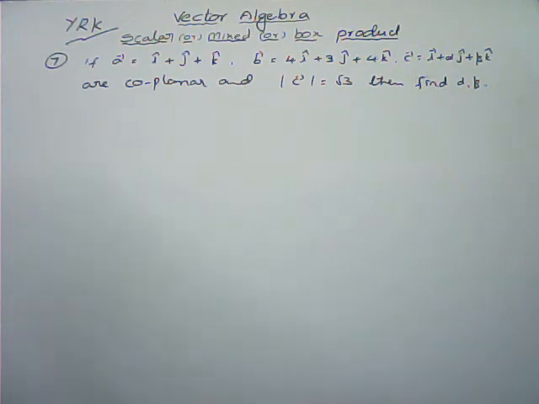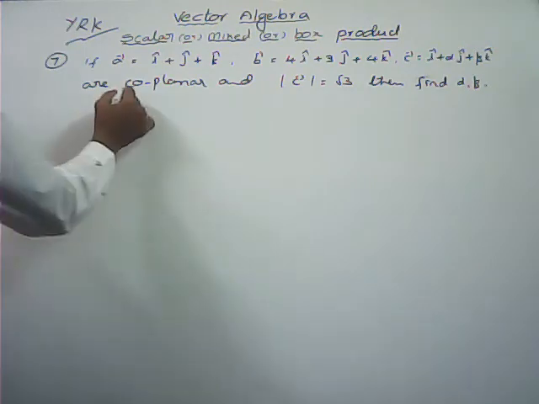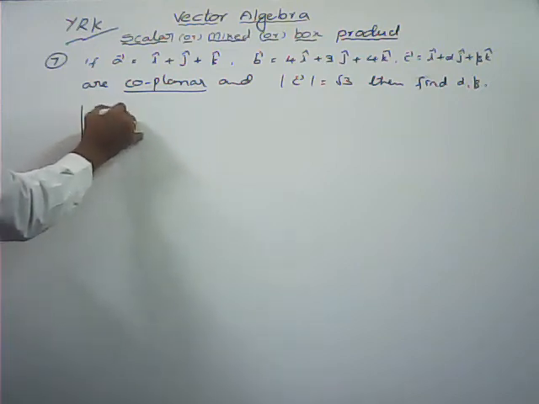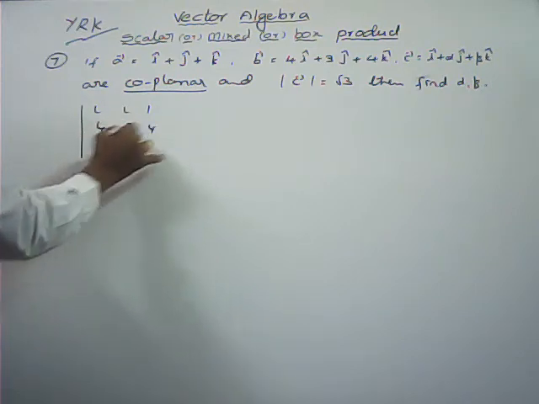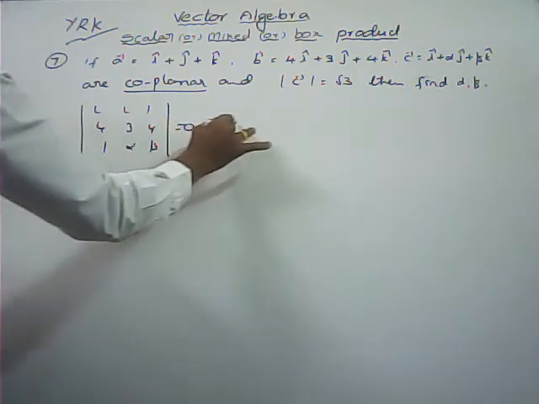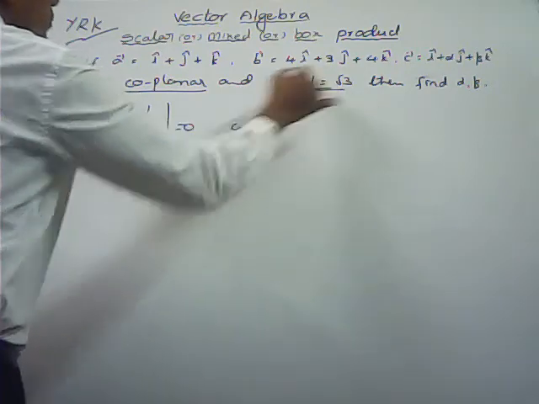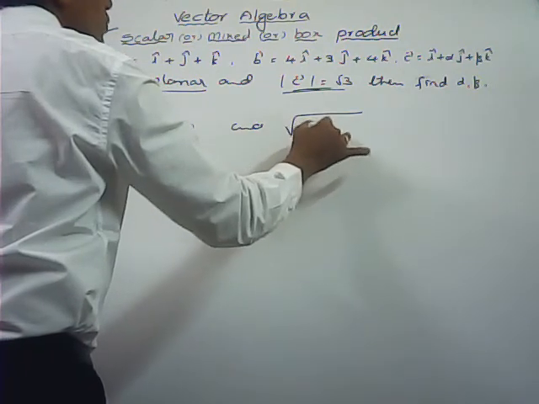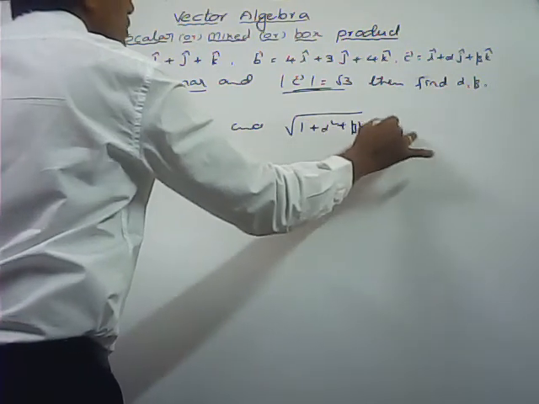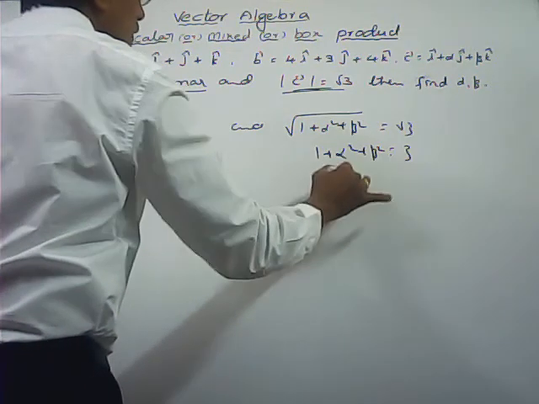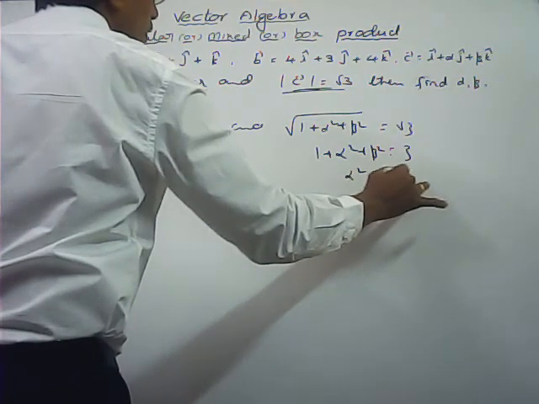Here A bar, B bar, C bar, 3 vectors are given. The 3 vectors are coplanar. Coplanar means its box equals 0. Box is nothing but a determinant of 1 1 1, 4 3 4, 1 alpha beta, that is equal to 0. And one more condition is also given, modulus of C bar, that is root of x square plus y square plus z square, that is equal to root 3. So 1 plus alpha square plus beta square is equal to 3. Alpha square plus beta square is equal to 2.